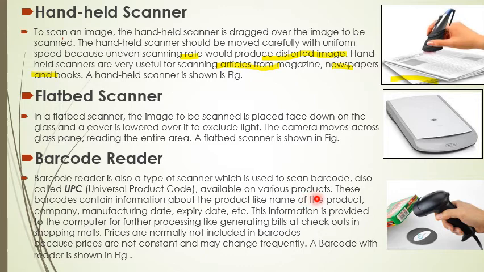These barcodes contain information about the product, like name of the product, company, manufacturing date, expiry date, etc. This is not correct, which is written inside your book. There are two types of barcode: one is a line barcode, another one is a QR code.